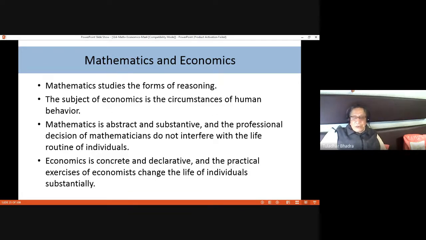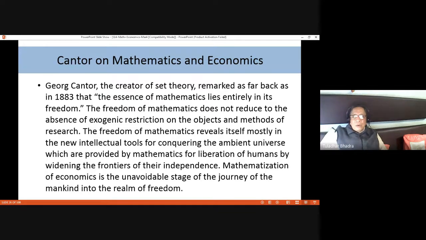Mathematics is abstract and substantive, and the professional decisions of mathematics do not interfere with the life routine of individuals. Economics is concrete and declarative, and the practical exercise of economics changes the life of individual sustainability. So, control itself, or other mathematics, we already know about control. Control on mathematics and economics.